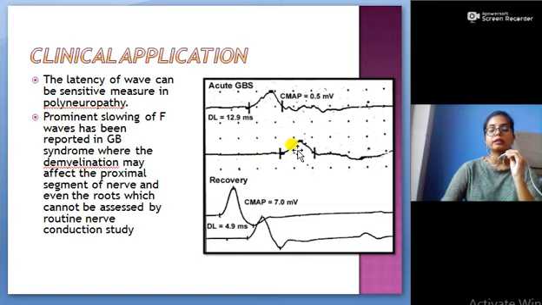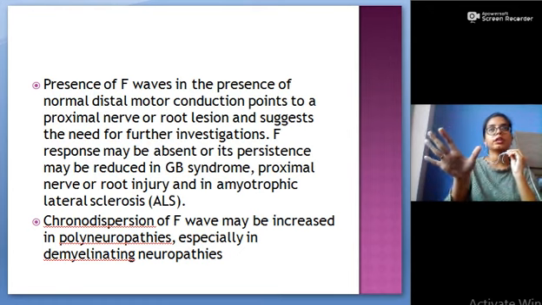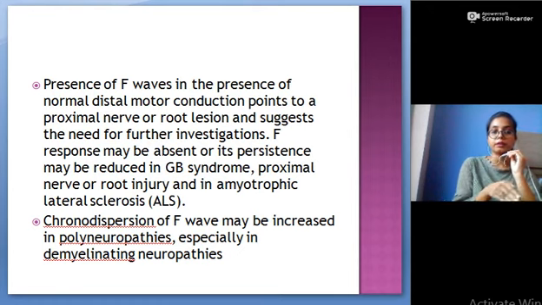So F wave will give us an idea about the demyelination of the proximal nerve segments, which cannot be measured by a regular nerve conduction study. Presence of F waves in the presence of normal distal motor conduction suggests that if the distal motor conduction is normal and you have F waves, that will indicate there is a proximal nerve lesion or a nerve root lesion.